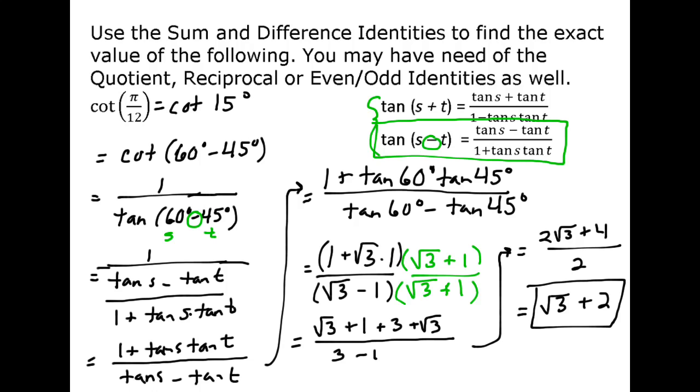So if you're working with a reciprocal function, secant, cosecant, or cotangent, you'll have to switch it and use 1 over the proper trig function. But then you can use the correct sum or difference formula to find your answer.